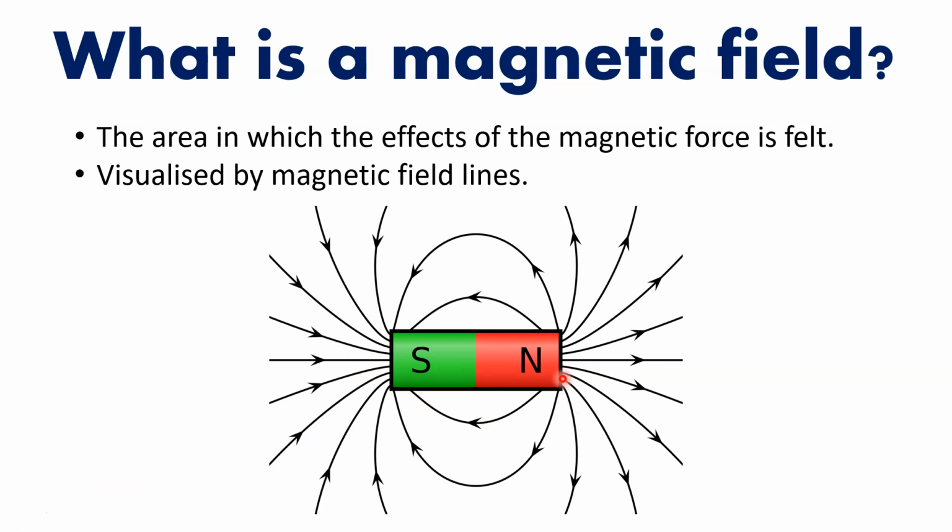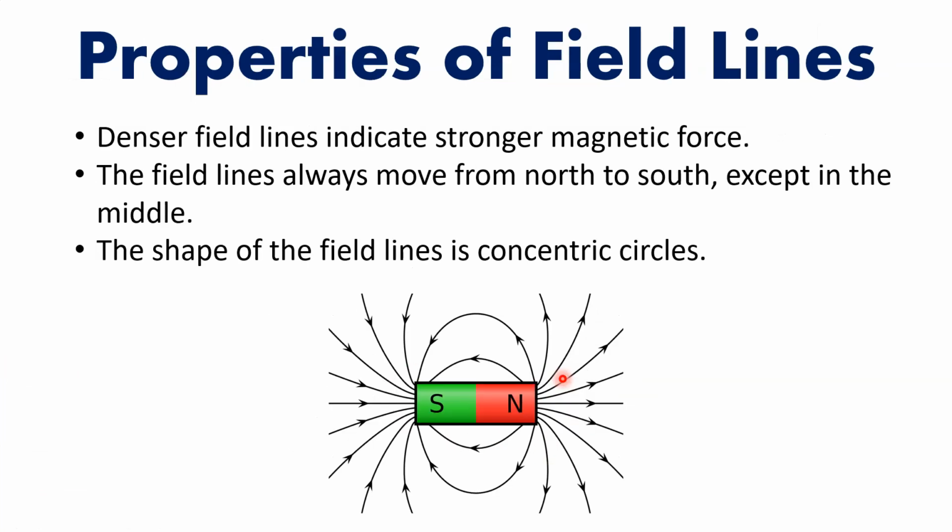These are magnetic field lines, and we'll look at some properties of these field lines right now. Dense field lines indicate a stronger magnetic force. Keep in mind that these field lines always move from north to south, except in the middle where they move from south to north. As you can see here, outside we have north to south, and in the center, they're going from south to north. The shape of this magnetic field is in the shape of concentric circles. That's pretty much all you need to know about magnetic field lines.